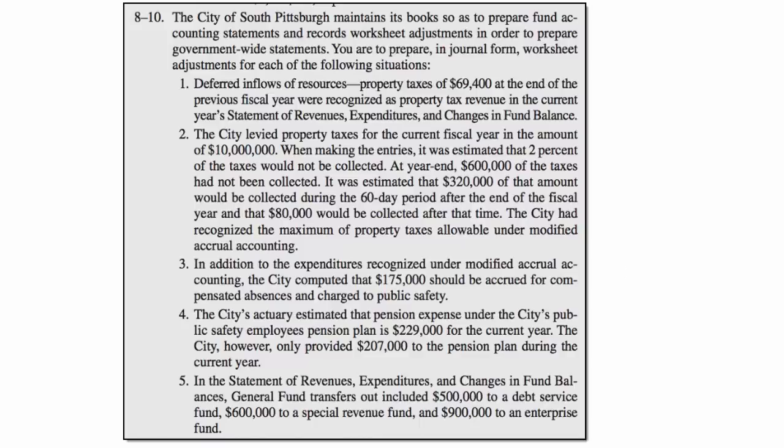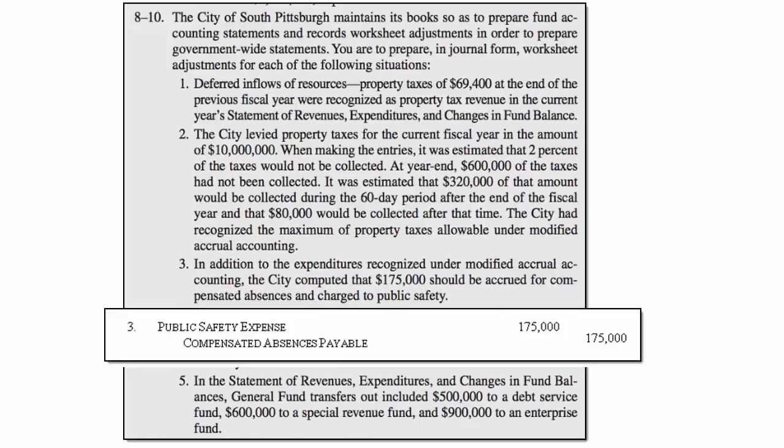Number 3, in addition to the expenditures recognized under modified accrual accounting, the city computed that $175,000 should be accrued for compensated absences and charged to public safety. Okay, so you see what's required here, which is just taking advantage of accrual accounting. We've got a debit to public safety expense and a credit to the liability compensated absences payable.